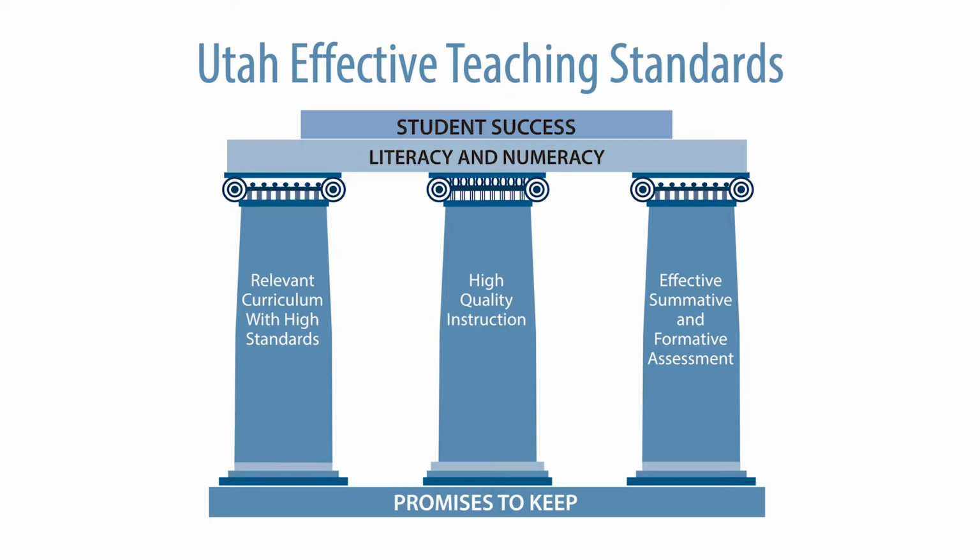The 3 pillars are: relevant curriculum is the first pillar. We want all teachers to make sure that curriculum is relevant to students and what they will need to be successful in the global world. The second pillar is high quality of instruction. We want all of our teachers to be prepared to give high quality instruction to our students. The third pillar is effective summative and formative assessment. Will they be able to assess the students that they are teaching in both formative and summative assessment?